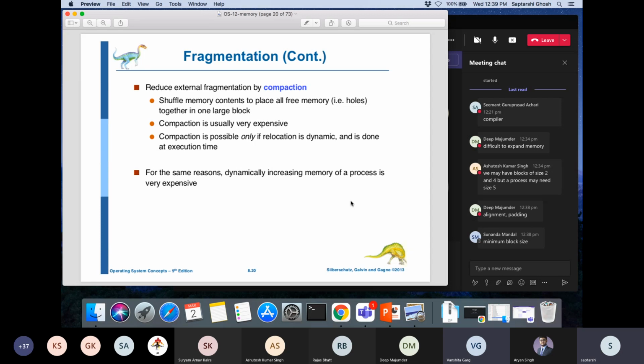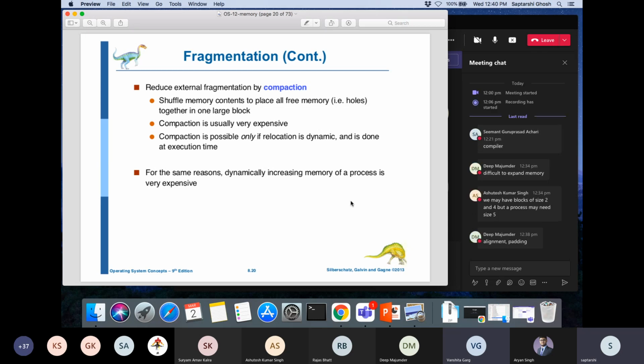Now, you might say external fragmentation can be reduced by compaction. That means shuffling the memory contents to place all free memory together in one large block. Let's say there are 3 holes of 5 KB, 10 KB, and 25 KB, and you move the processes around in memory so that all these holes come together on one side to form a large chunk of free space. That is possible. People did try it out, but compaction is very expensive, and usually avoided.